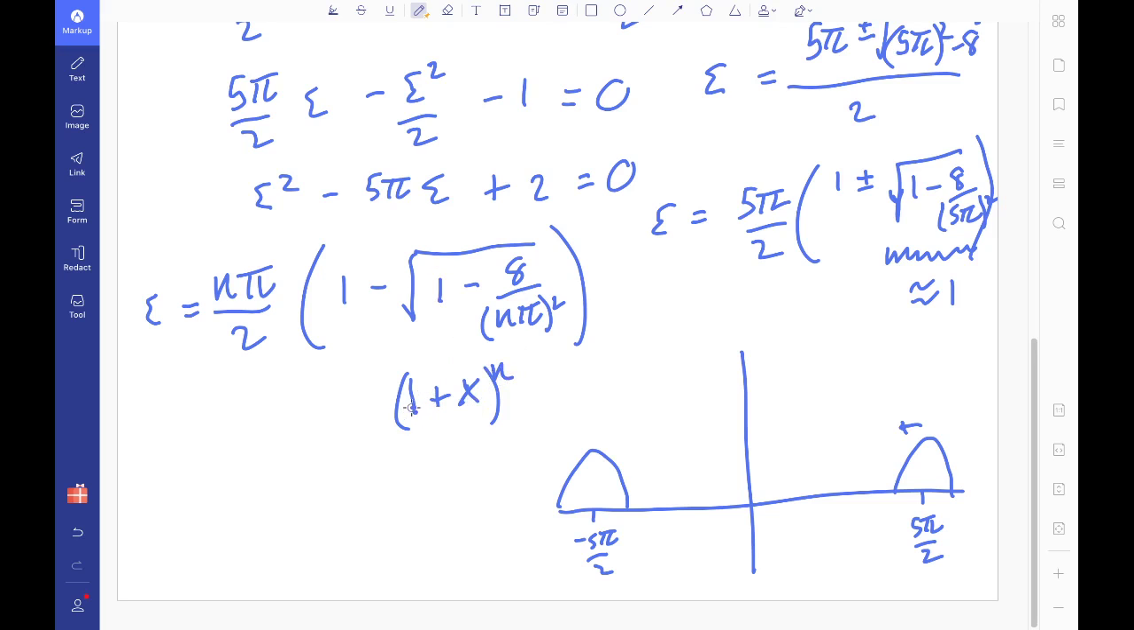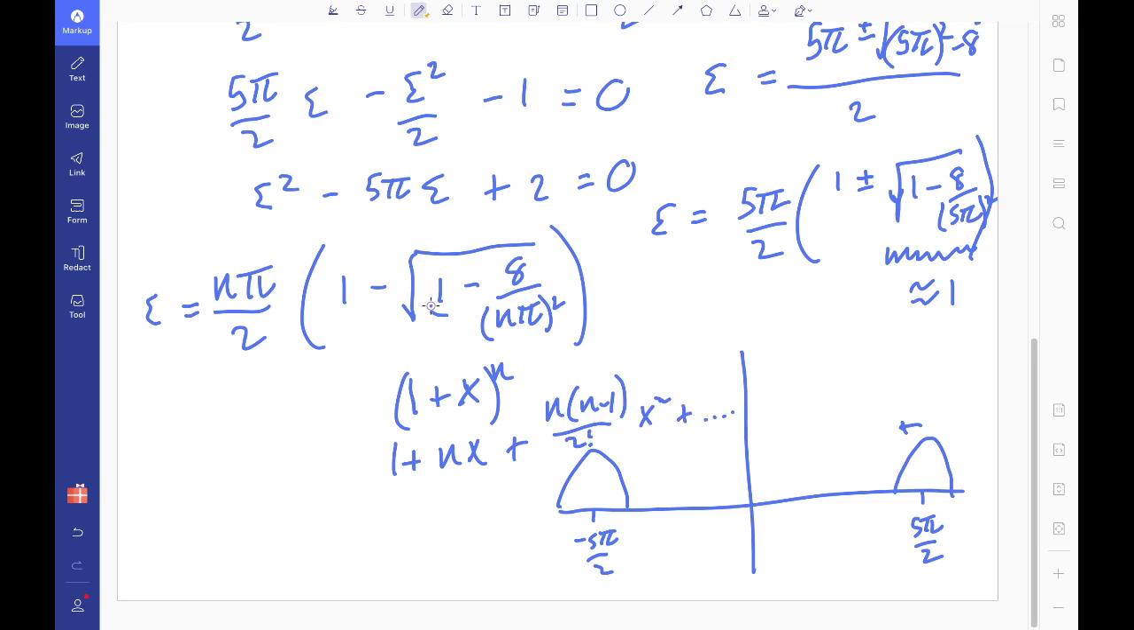In this case, our 1 is this one here, our x is this small value, minus 8 over n pi squared, and our n is actually going to be the power of a half, because this is under a square root here. Most of you will know this formula to be 1 plus nx, and then n times n minus 1 over 2 factorial, and then x squared, and it carries on.